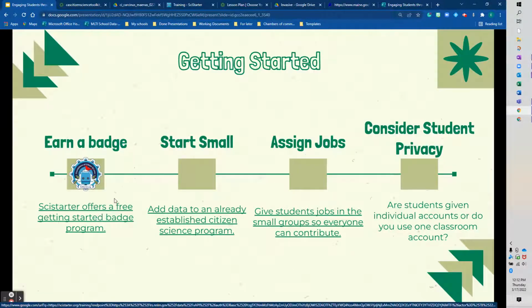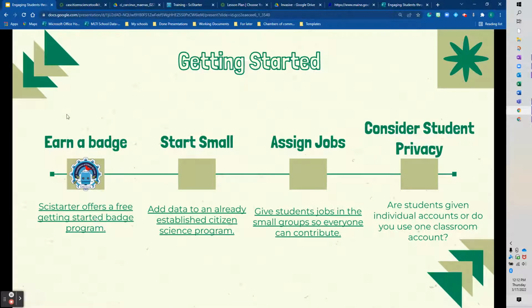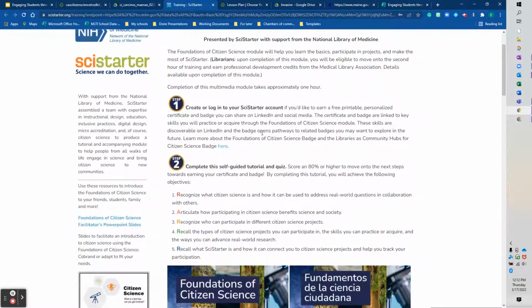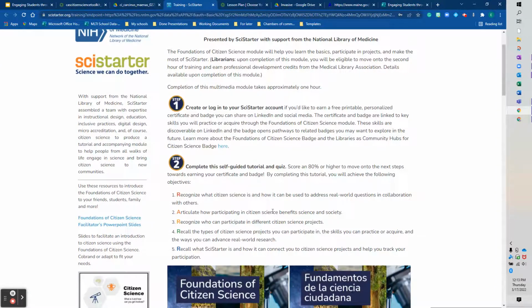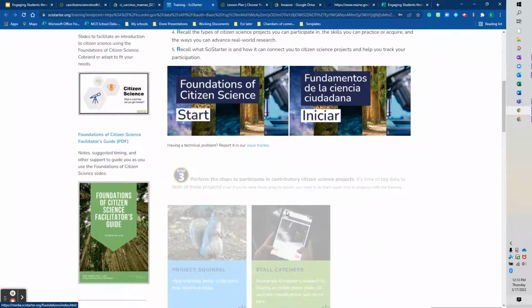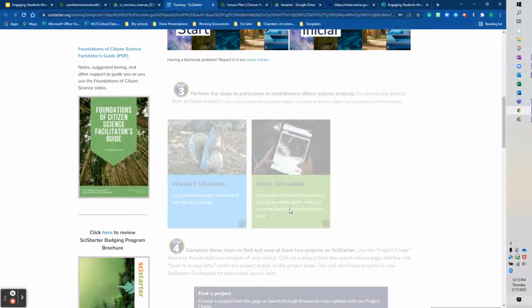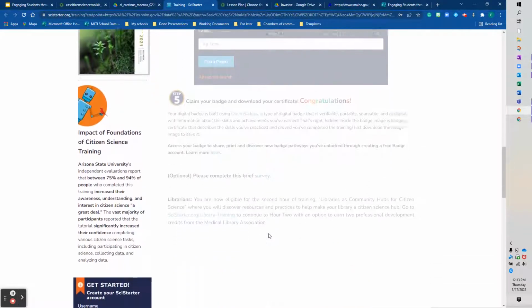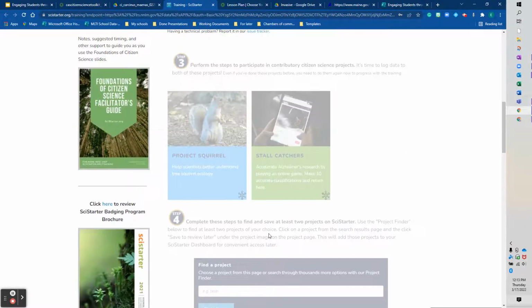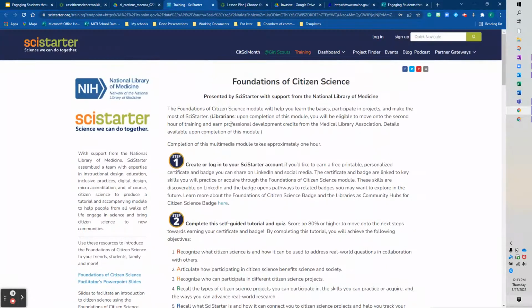So first thing you can do is you can earn a badge. The SciStarter link right here will take you to this page. And on this page is a little badge program. It's kind of asynchronous, do it at your own pace, and can really help you get started on doing something small, right? Already joining an existing citizen science program and adding data. And once you understand how to do this, then you can complete it with your students, or you have your students complete it. Either way is fine.